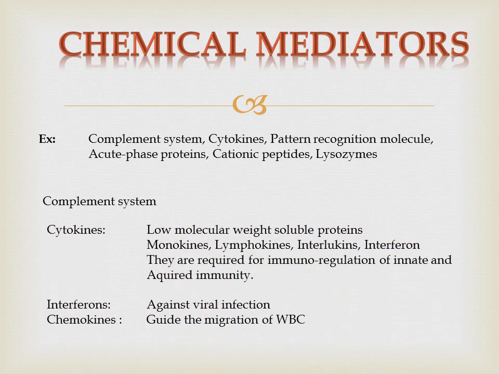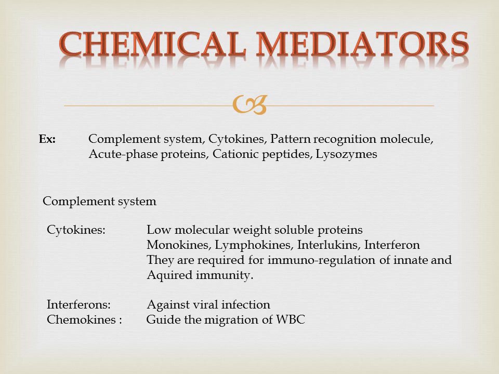Next is cytokines. Now, cytokines are low molecular weight, soluble proteins. Examples are monokines, lymphokines, interleukins. These are different names as per how they have been secreted. If it is secreted by lymphoid cells, then it is known as lymphokines. If its action is between two lymphoid cells, then it is interleukins. Likewise, they are named.